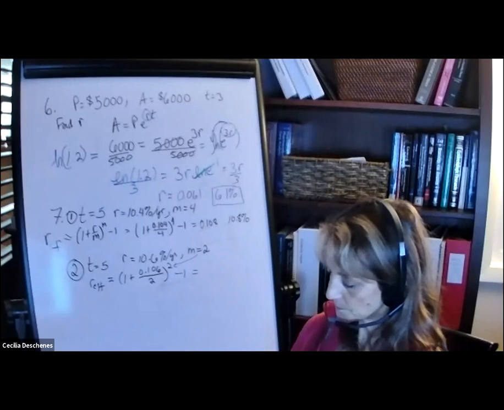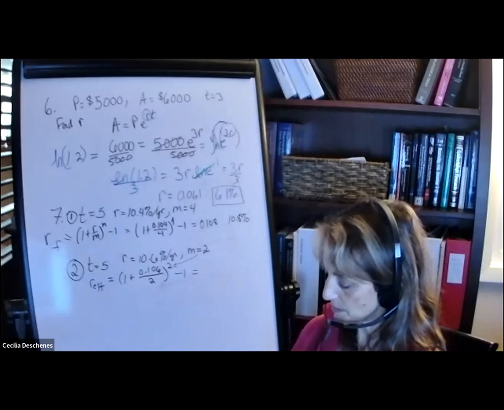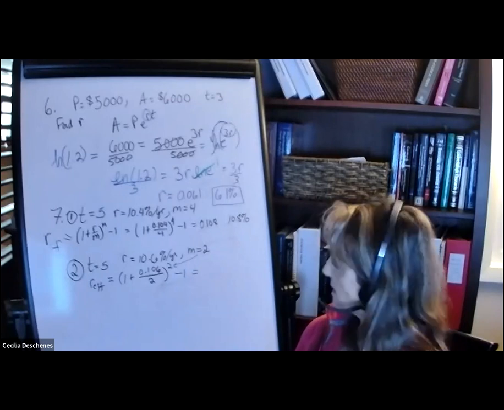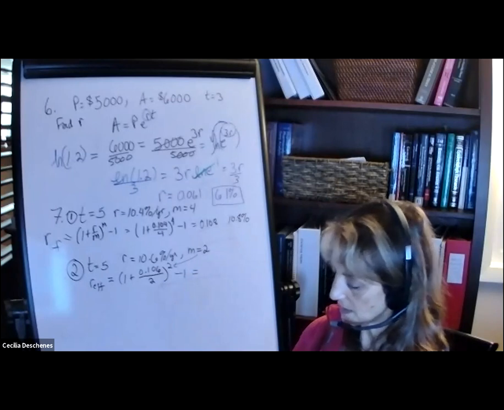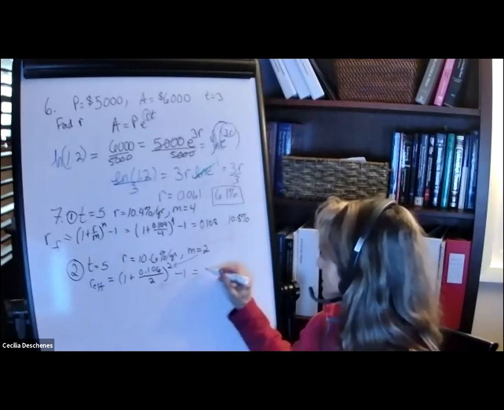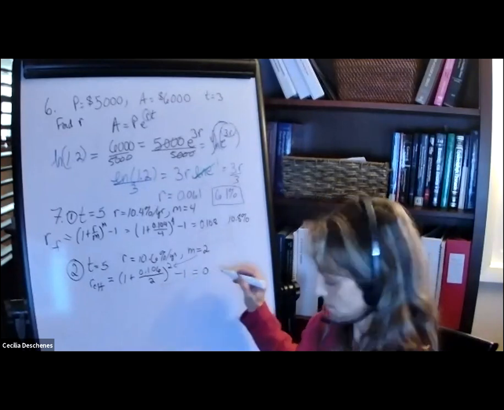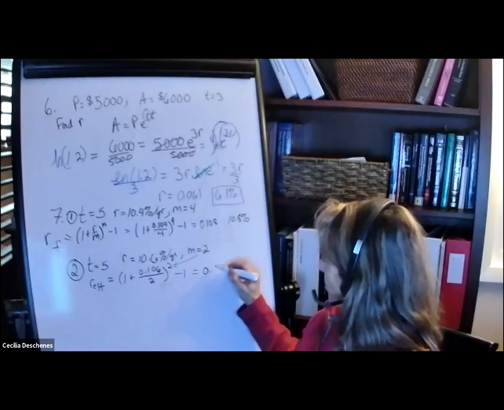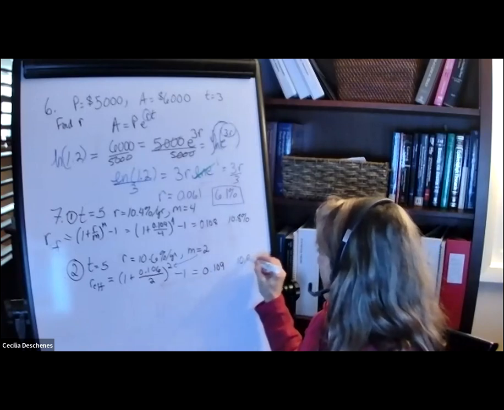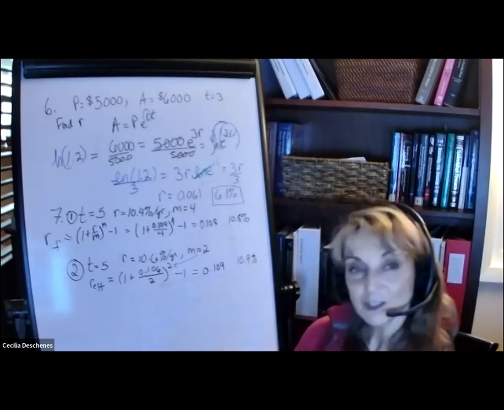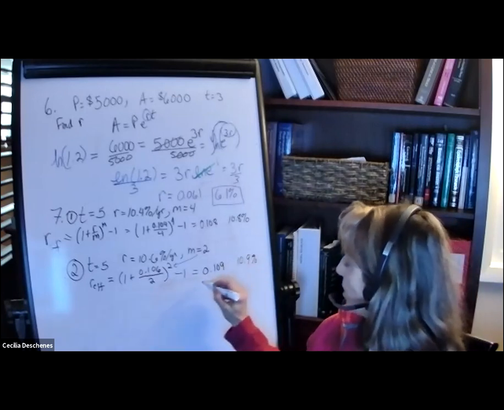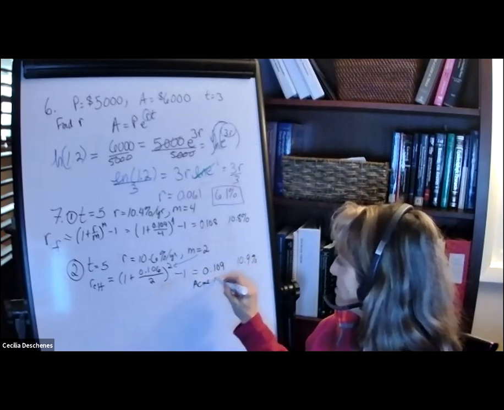All right, so let's go ahead and calculate that. 0.106 divided by 2 is 0.053 plus 1. And then I'm going to square that. And then I subtract 1. And I get 0.109 if I round. So this is 10.9%. So it's not much of a difference, but it does appear that the Acme fund is better. So Acme is better.